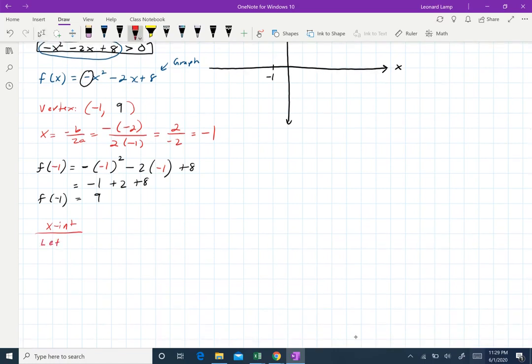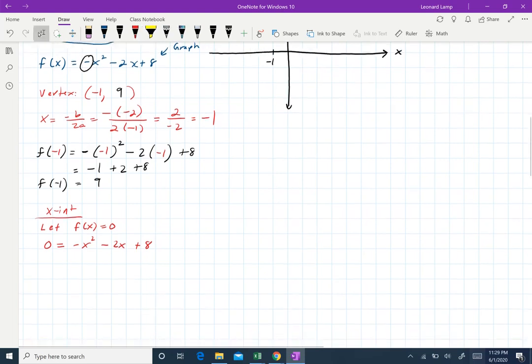So again, let's just write that out again. Let f of x equal 0. You get 0 is equal to negative x squared minus 2x plus 8. And so again, we can solve this by using the quadratic formula, or completing the square and solving for x, or what you first should try is just to see if it factors.